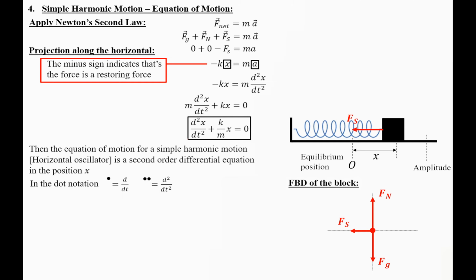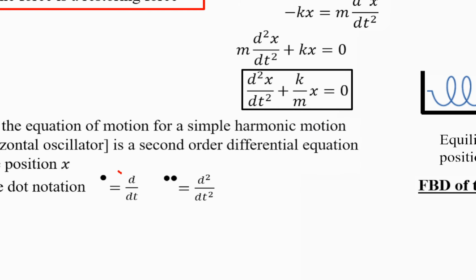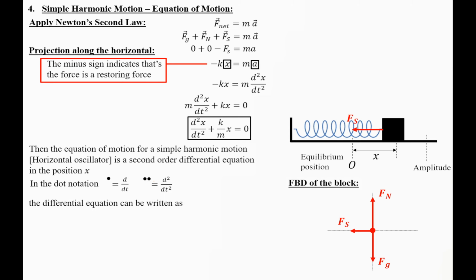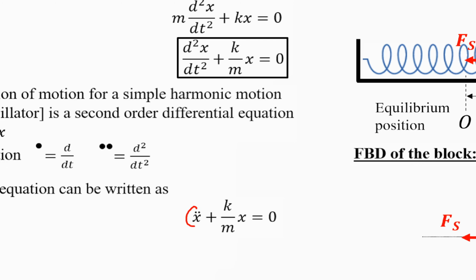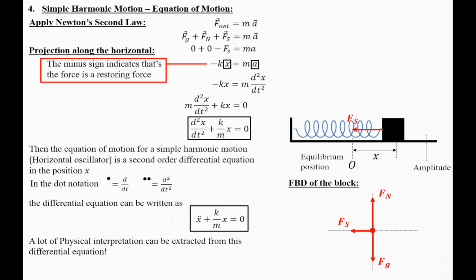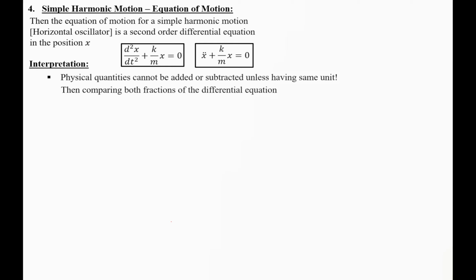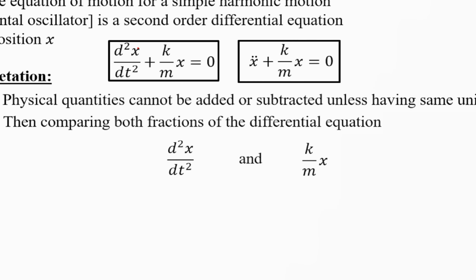In the dot notation, if we assume that the dot means the derivative, this can be written as x double dot plus k over m x is equal to 0. Double dot means the double derivative of the position. A lot of physical interpretation can be extracted from this differential equation. Then let's start interpretation. Physical quantities cannot be added or subtracted unless having the same unit. Then comparing both fractions of the differential equation. So notice that here on the left hand side we're adding two fractions, which means that these two fractions should agree dimensionally. It means that they should have the same unit.